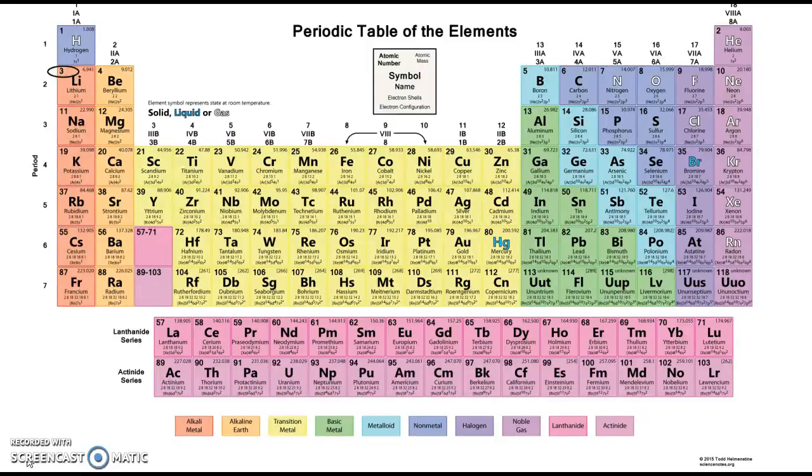Now here I have circled the number 3 and the number 4, and as you can see, each one has their own number. This is their atomic number. It's individual to each specific atom and element.